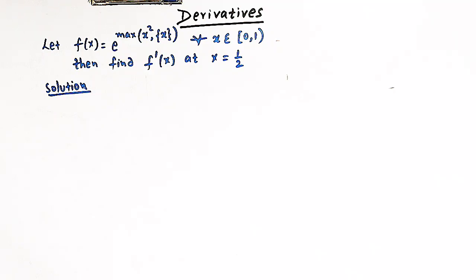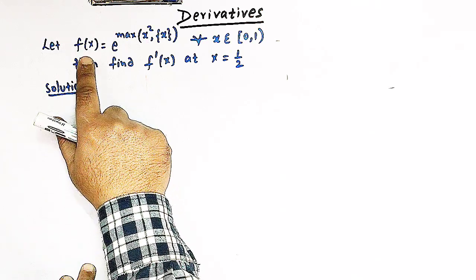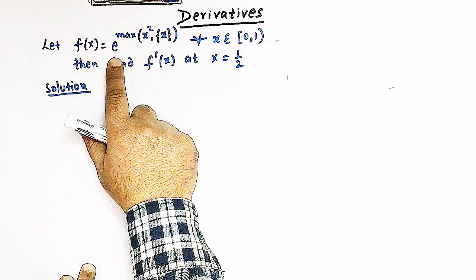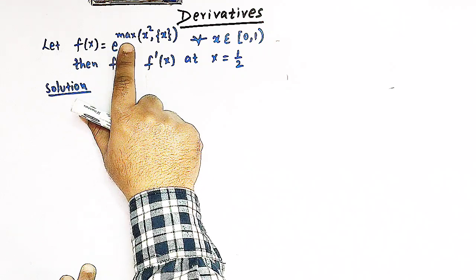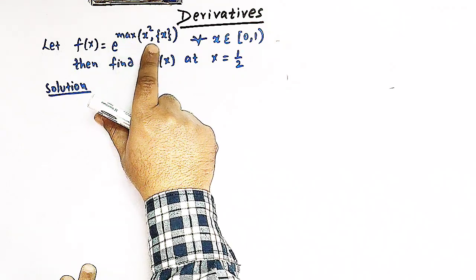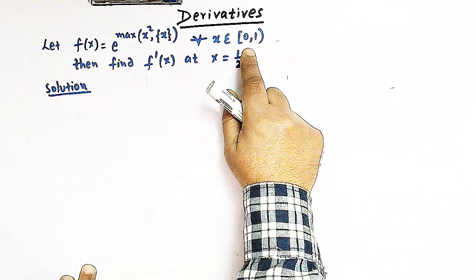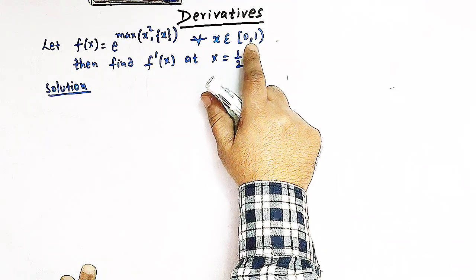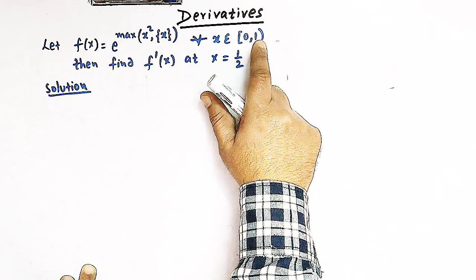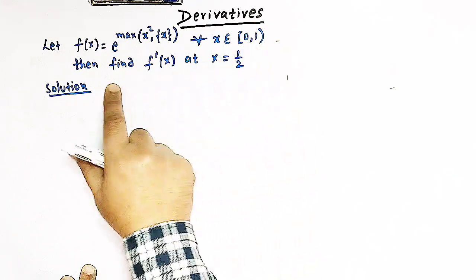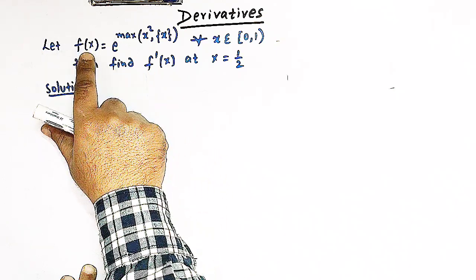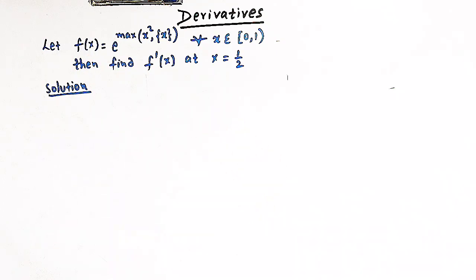Hello, viewers. In today's session, we are going to discuss an important and conceptual problem from derivatives. Here we are going to solve this problem where we are given a function f of x which is equal to e raised to the maximum of x square comma fractional part of x, for all x belonging to the interval 0 comma 1. Here 0 is included and 1 is not included, and we have to find the derivative of f of x at x is equal to half, right?